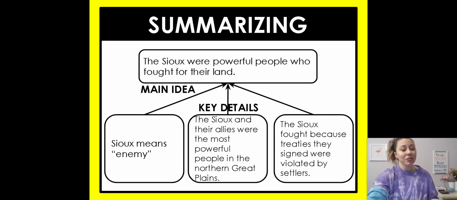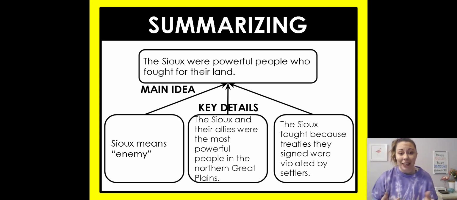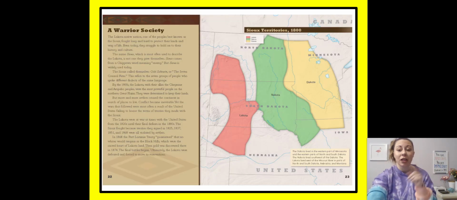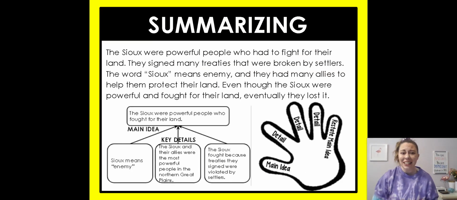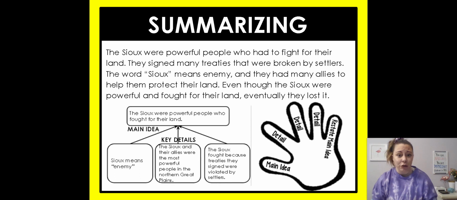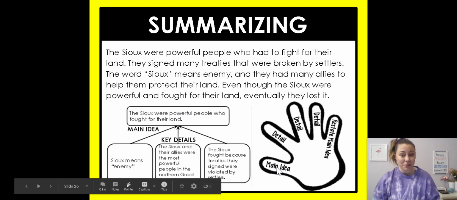So I am going to use that and put all of these together into a short paragraph to summarize the page. So instead of having to read that whole long page, we're going to put this into just a few sentences. So let's look at how I did that. So I said, the Sioux were powerful people who had to fight for their land. Okay, that is basically the main idea, because remember, our first sentence, we want to be the main idea. Then we want to include our details. So my 3 details. And I combined some of these into one sentence.